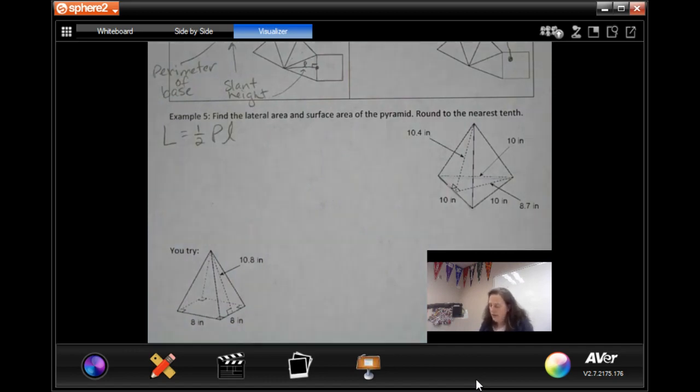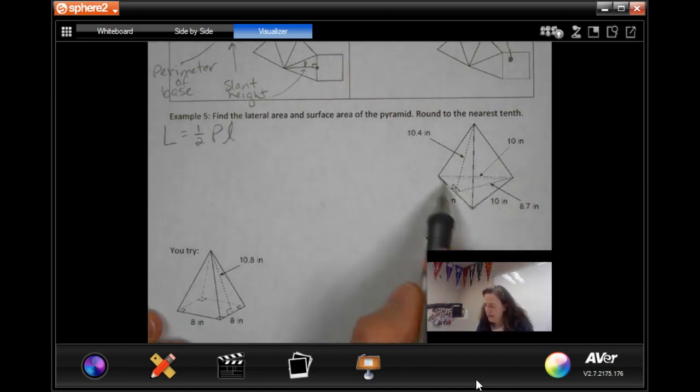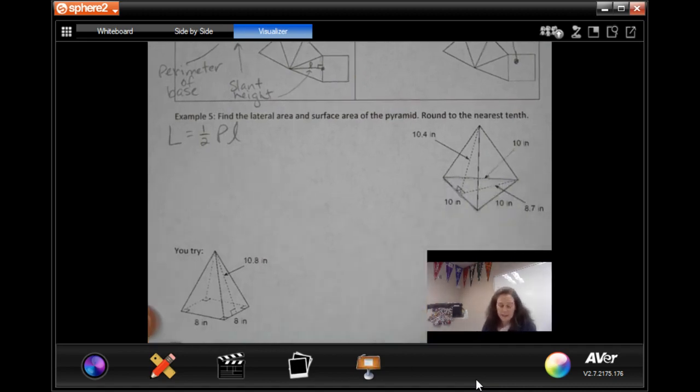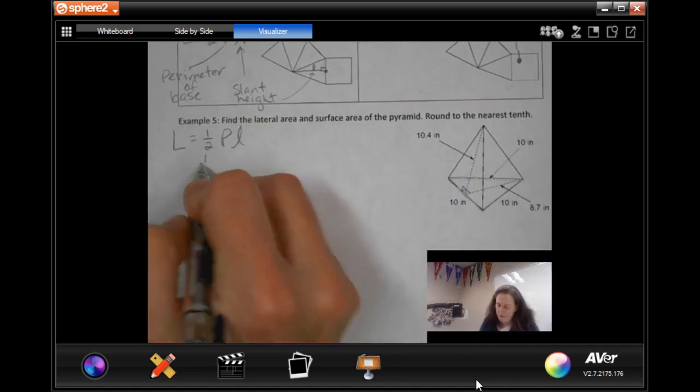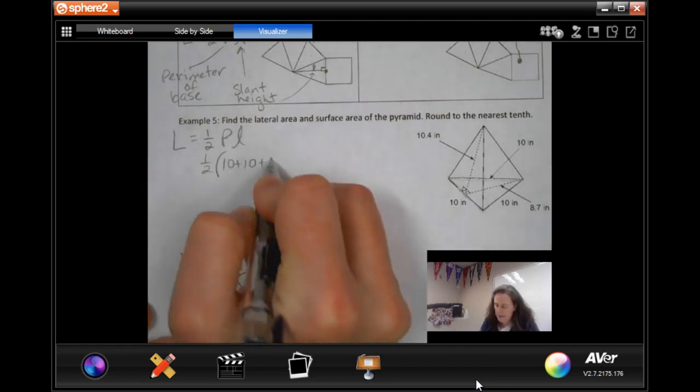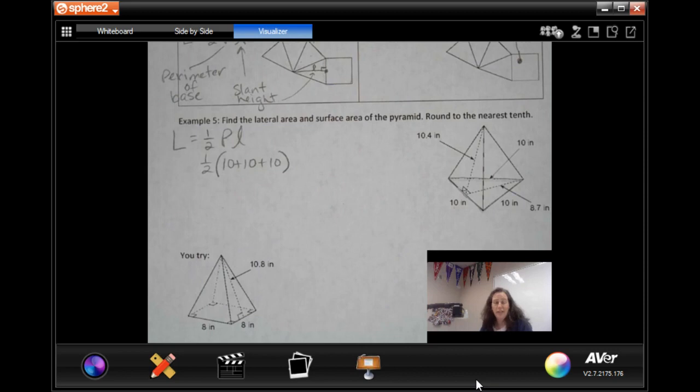Okay, can we figure out the perimeter for this triangle on the bottom, this base triangle? This side of the triangle's 10, this side of the triangle's 10, and this side of the triangle is also 10. So all three sides are 10. Let's put that in there. So perimeter, 10 plus 10 plus 10 for that base triangle.